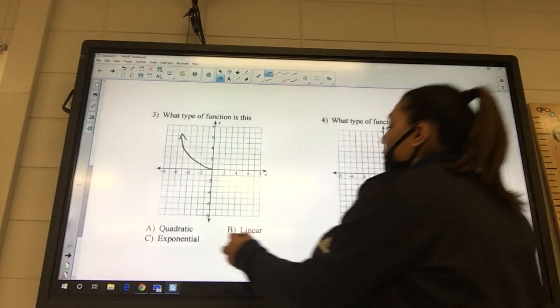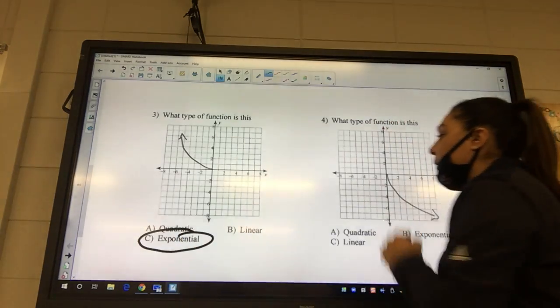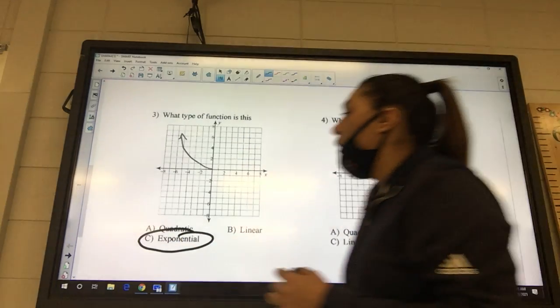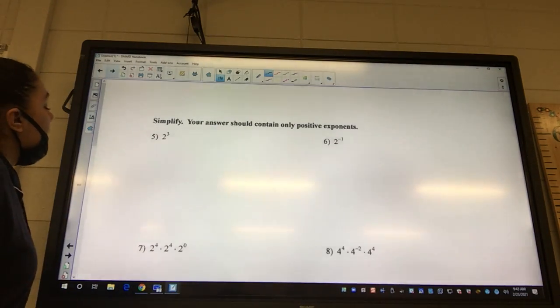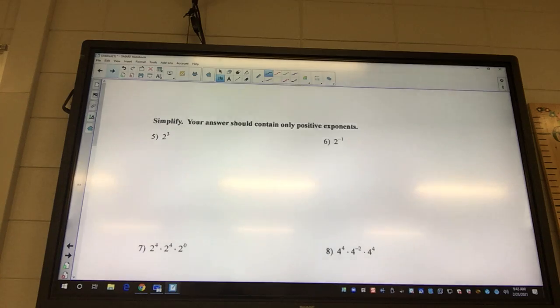Okay, this one's exponential, and it's kind of like a half of a quadratic. Okay, and then we start with the exponents, okay? So, they go in this order. Simplifying, product, power, division.